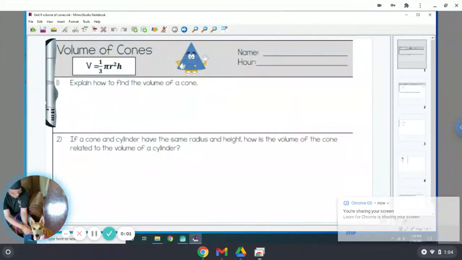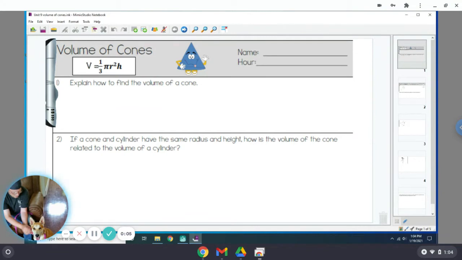All right, so today we are going to be finding the volume of cones, and it's extremely similar to finding the volume of a cylinder. The only difference is a cone is 1/3 of a cylinder. So you do the same thing as finding the volume of a cylinder, pi times radius squared times the height of the figure, and then that's the volume of a cylinder, but then a cone is 1/3 of it. So a way you could do that is multiplying by 1/3 or dividing it by 3.